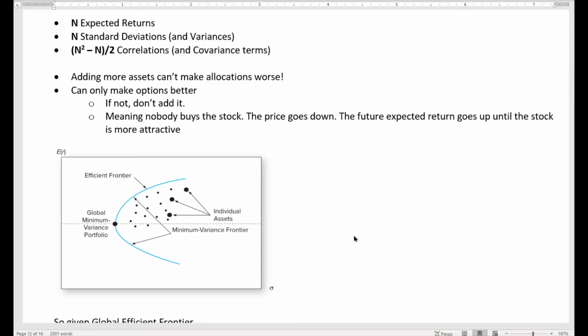And if people don't add the stock, the price goes down. A lower price stock will have a greater future return, and so the stock becomes more attractive, and then it gets added. And so the point is that if I have all these individual assets and I have some relationship between them, adding more and more assets pushes this minimum variance or efficient frontier further and further to the left.